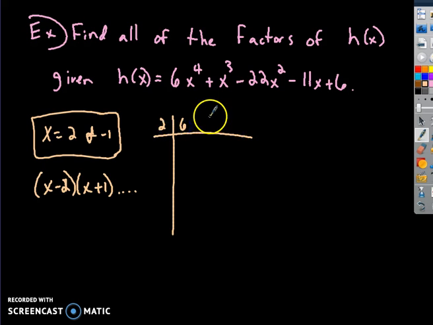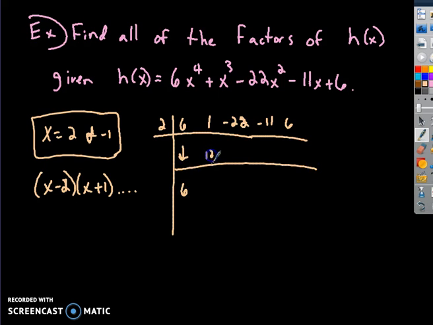So 6, 1, -22, -11, and 6. And you do synthetic division there. So the 6 comes down, and it's 12, it's 13, 26, 4, 8, -3, 6, -6. 0 is my remainder. It's going to become 6x to the 3rd plus 13x squared plus 4x subtract 3.